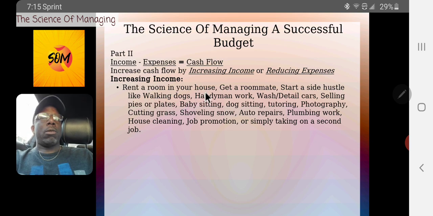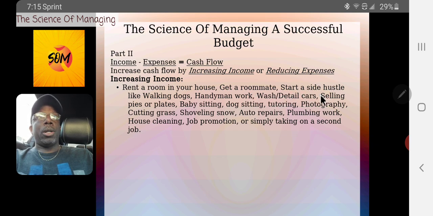And some people's like, nope, I'm not renting a room out. I don't want strangers in my house, and somebody coming into my kitchen. Okay, if that's not for you, this line is not for you. Don't worry about that one. Go to the next. Get a roommate. If you still feel strong about no one sharing your space, I understand. That's okay as well. But it is a great idea in order to increase your cash flow.